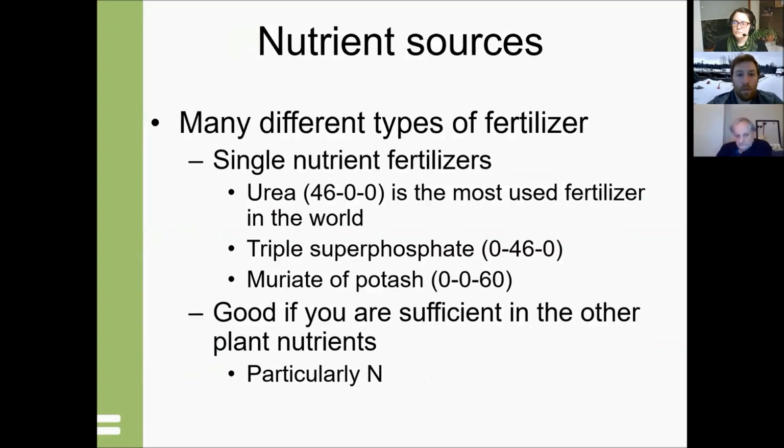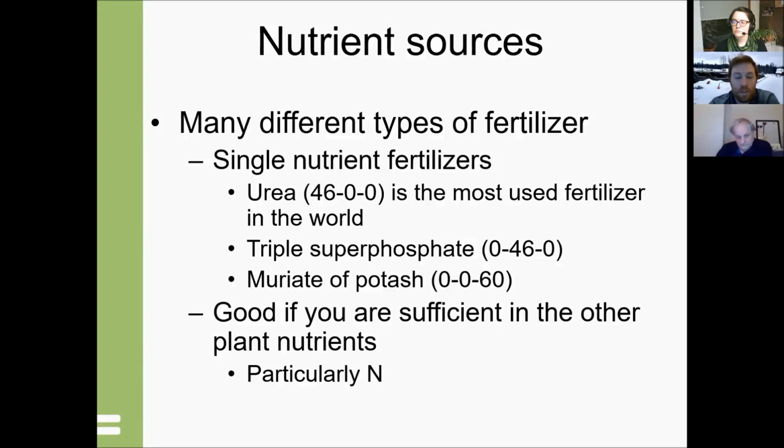Moving on from placement, thinking about our nutrient sources. I'm sure most of you guys are aware that there are many different types of fertilizers. Some of you may use single nutrient fertilizers depending on your soil nutrient levels. Urea is the most used fertilizer in the world, which is of course a good source of nitrogen. For phosphorus, a single nutrient fertilizer is triple superphosphate. And then for potassium, another example is muriate of potash.